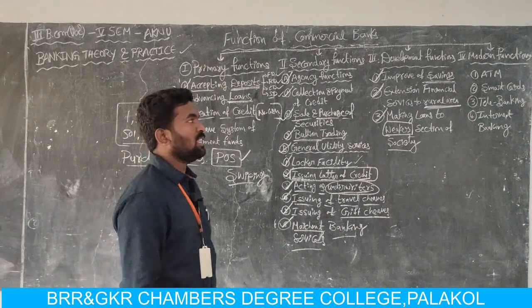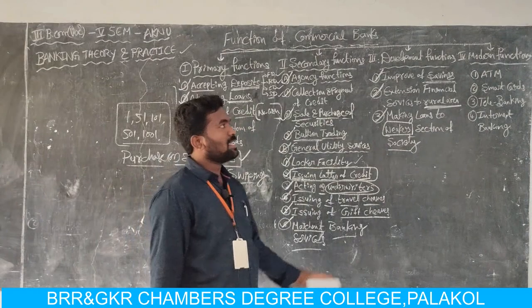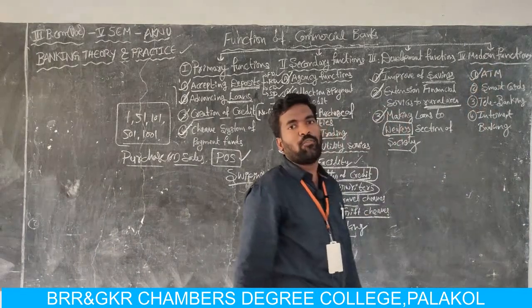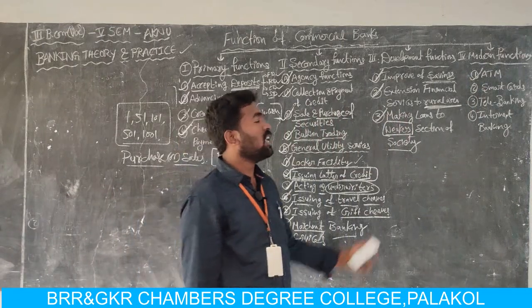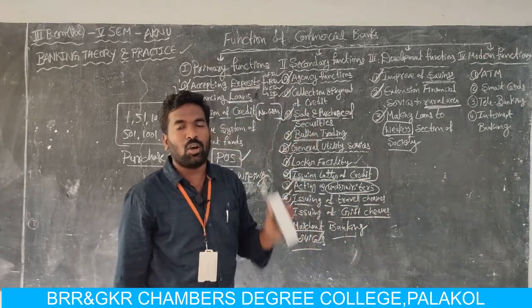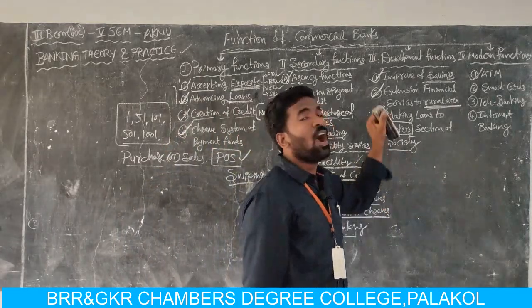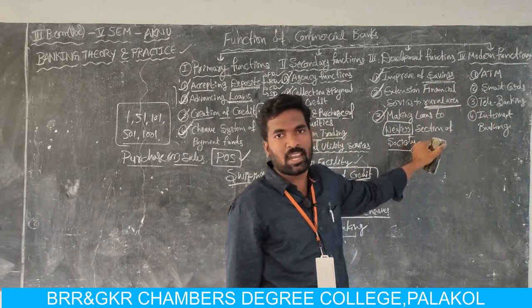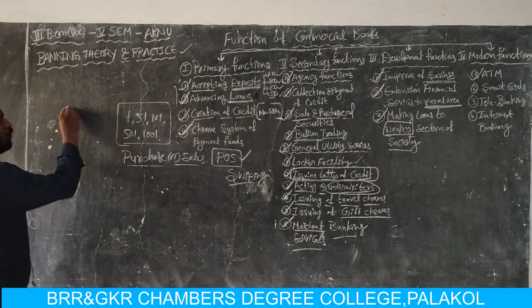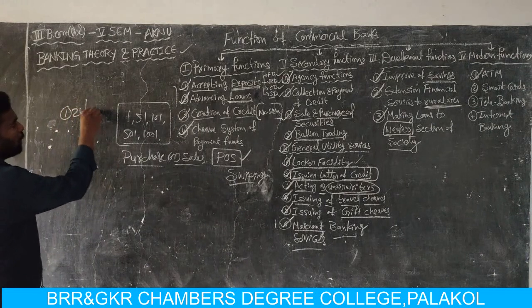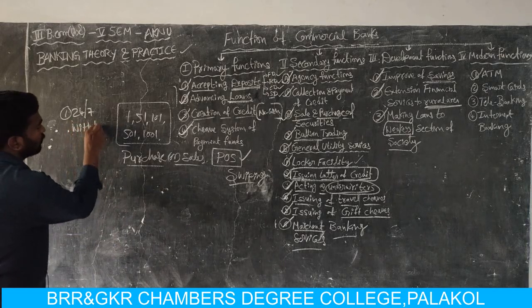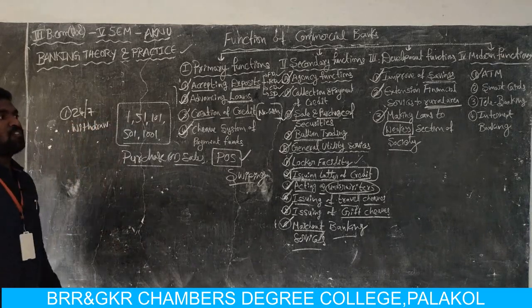And next one, modern functions. So these are the latest functions. The first function is ATM. ATM full form, you know? ATM means automated teller machine, not any time money, not any time murder. Correct full form of ATM, automated teller machine. How to use ATM for customers? ATM is 24/7. So 24 hours you can withdraw from banks.